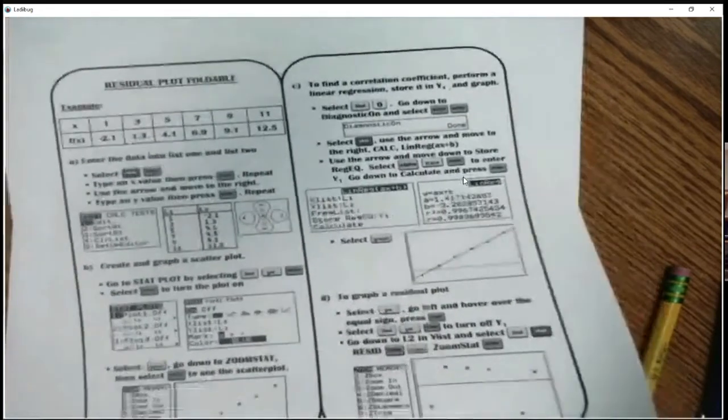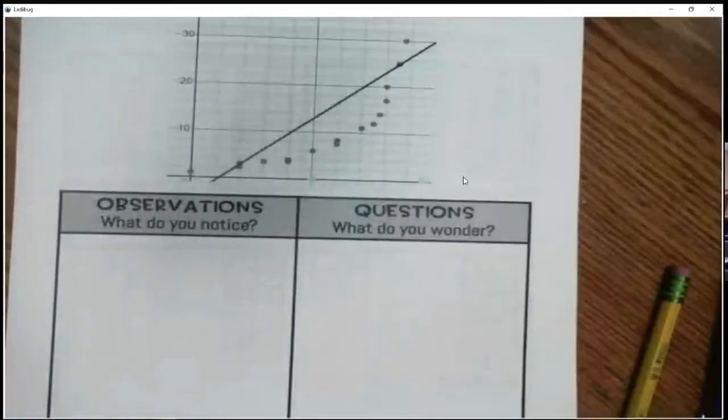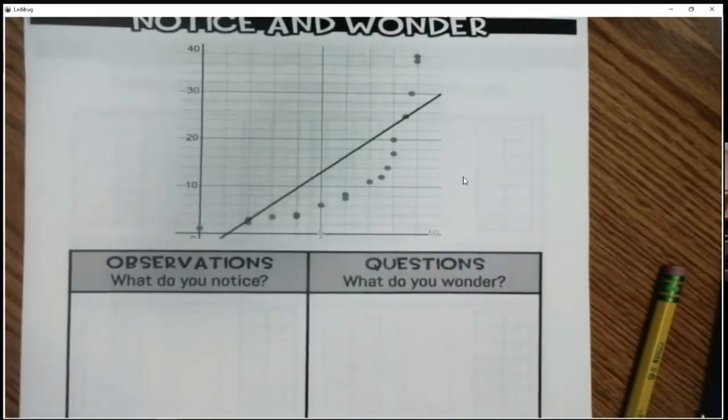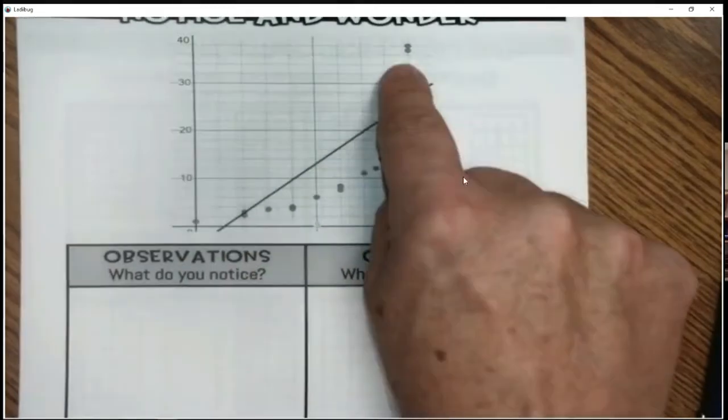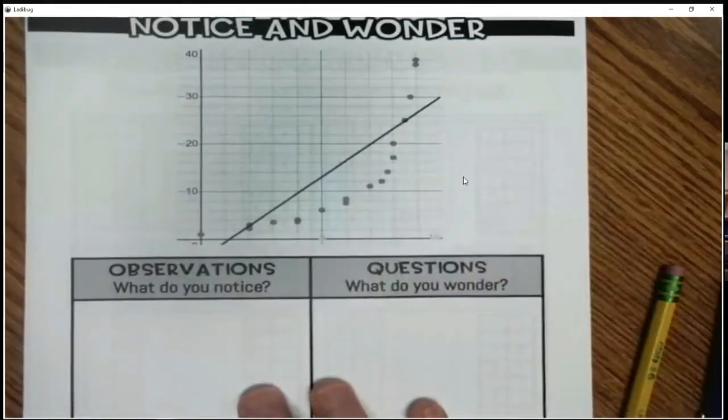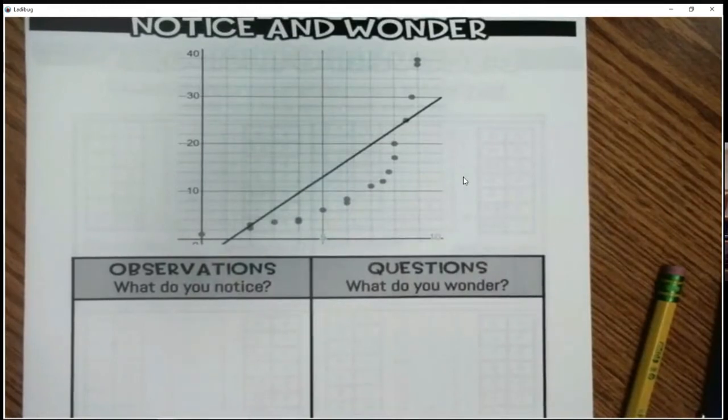There are those calculator directions I have on how to make residual plots. So we're going to talk about residuals today, and what a residual is. So let's look at this graph here. Here are some points that were plotted, and then they did a line of best fit, making a linear line. What do you notice in there? What do you think, looking at their line of best fit? Is that a good line? Did they do that well?